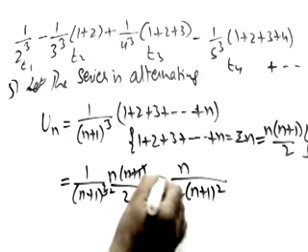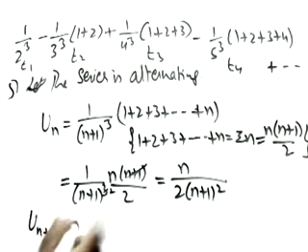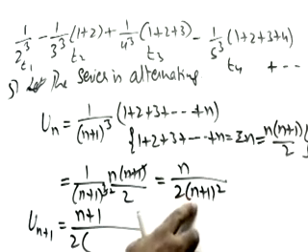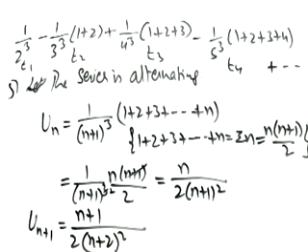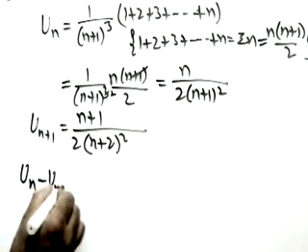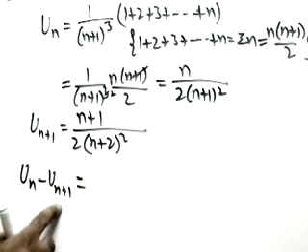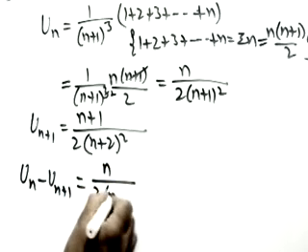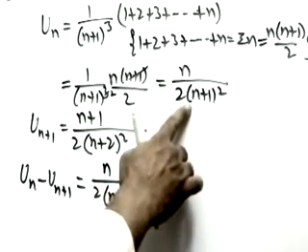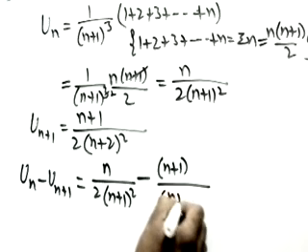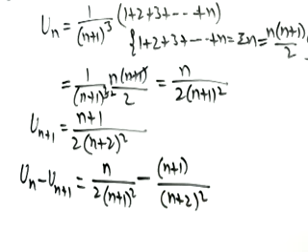So this is u_n. Let me find u_(n+1). u_(n+1) means in place of n you have to keep n+1. So this will be (n+1) by 2 into (n+2) whole square. Next thing is we have to show u_n is greater than u_(n+1). So we find this u_n minus u_(n+1), this should be positive. So u_n is n divided by 2 into (n+1) square. And u_(n+1) is (n+1) by 2 into (n+2) whole square.